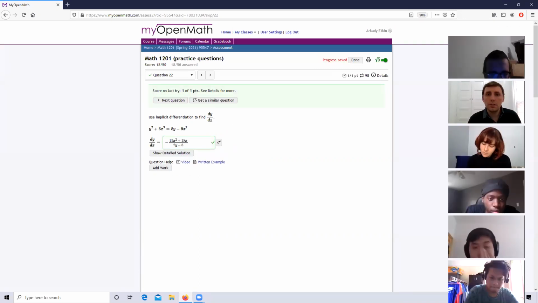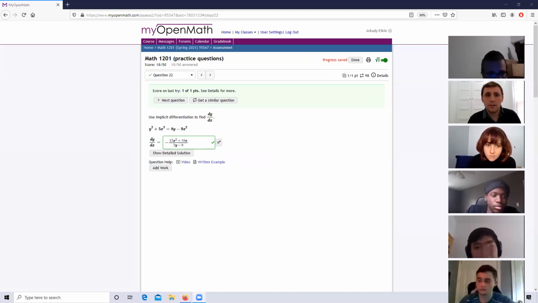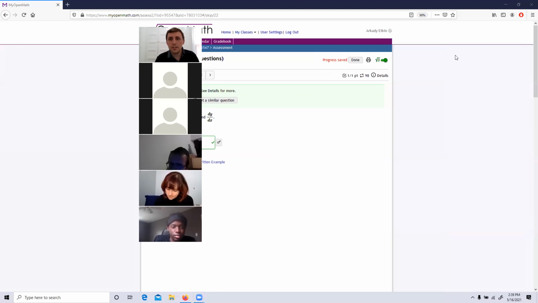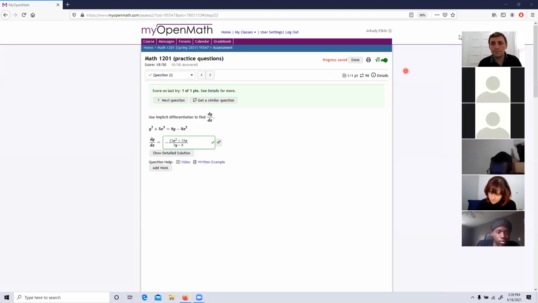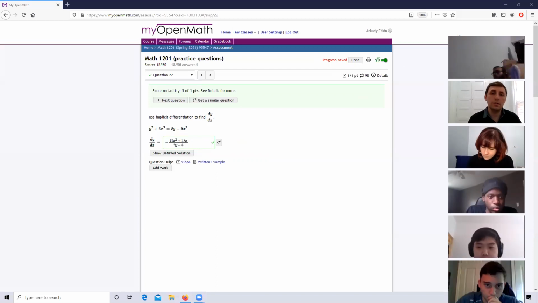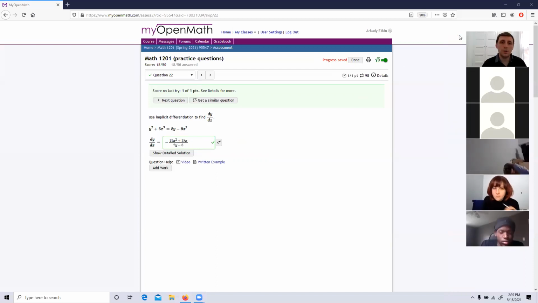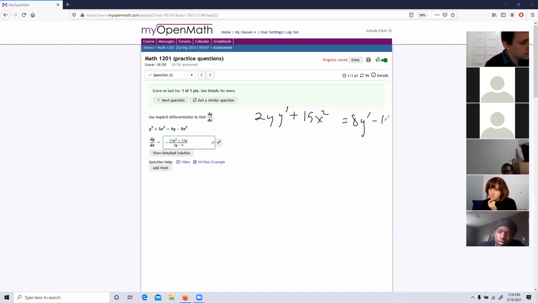Right, good. We solved it. The answer is like this. You understand what you do, guys? Yes. So how is it done? Slowly, you have 2y y prime plus 15x squared is equal to 8y prime minus 18x. Yes.